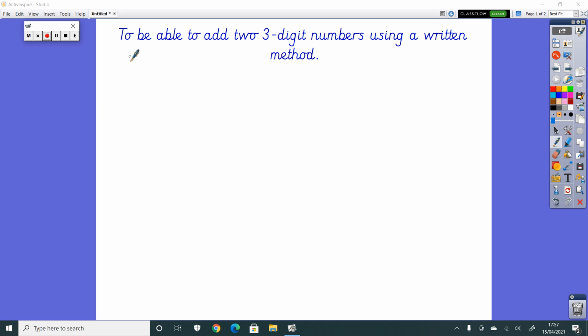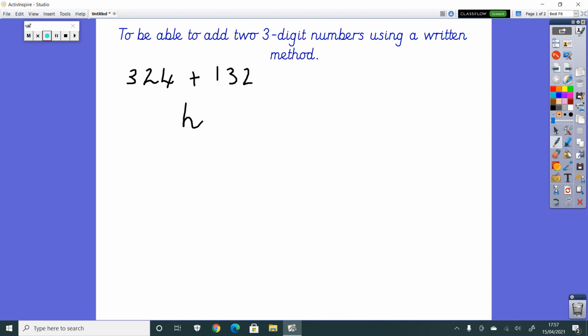In Year 3, the children learn a written method for adding two 3-digit numbers. For example, 324 added to 132. The method we use is the partitioning method, which involves splitting each number up into its hundreds, tens and ones values like this.